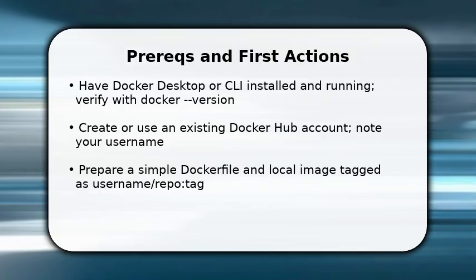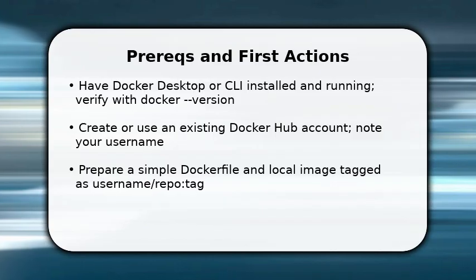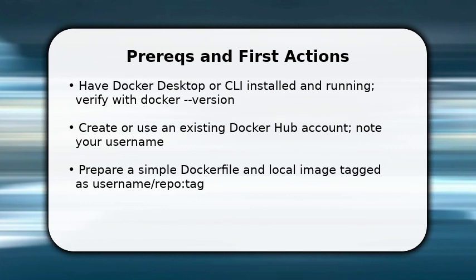Once done, tag correctly if needed. docker tag image your-username/repo:tag. These steps set the foundation so you can push without permission or naming errors. Make sure your account name matches the image namespace to avoid push failures.